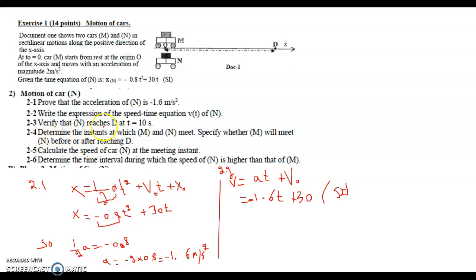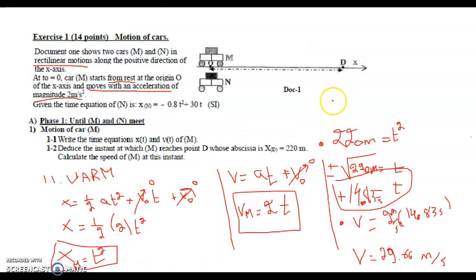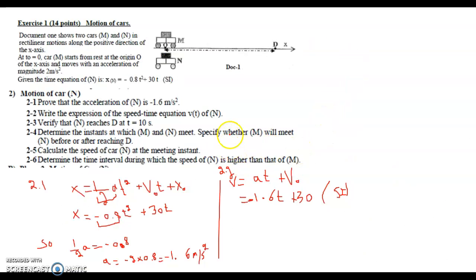Now verify that N reaches D at t equals 10 seconds. N reaches D, this means that we were given before that xd is equal to 220 meters. So now you are given D, and you have to check whether it reaches it at t equals 10 seconds. Verify. So what shall we do? We shall substitute t equals 10 and xd equals 220 in the position-time equation of N, and if the equation is true, then it's verified.